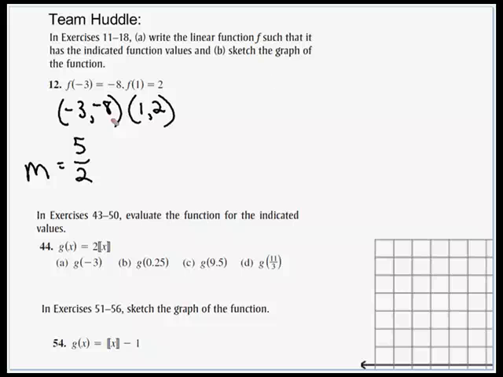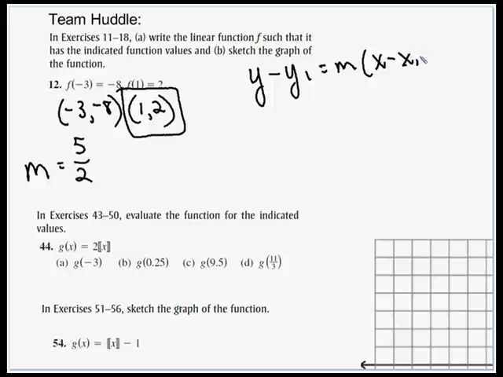And now we can pick either of those points and plug it into our point-slope equation to come up with our equation. Which one should we plug in? -3, -8, or 1, 2? You know, I would lean toward 1, 2. Smaller numbers, easier to deal with. So y minus y sub 1 equals m quantity x minus x sub 1. So y minus 2 equals our slope, 5/2, times x minus 1.